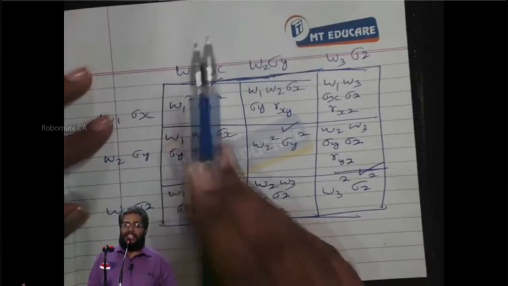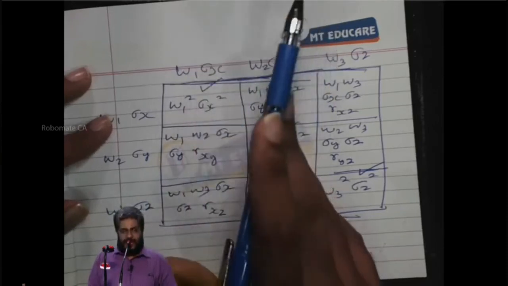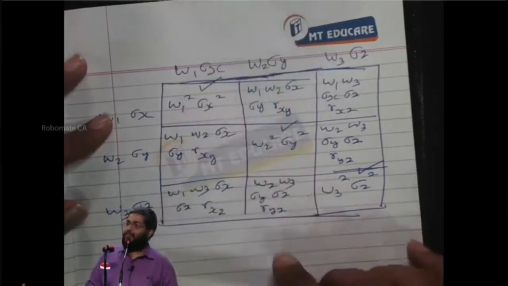When I multiply the share with itself, I get variance. If I multiply with the other, I get covariance. That's the meaning.